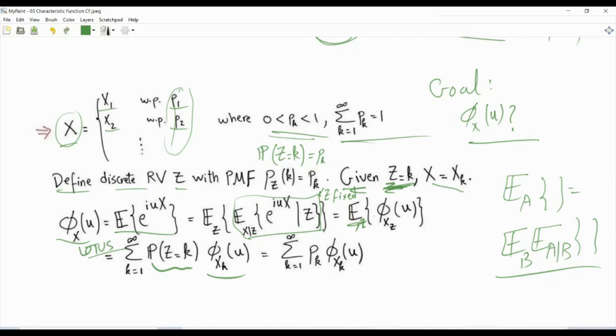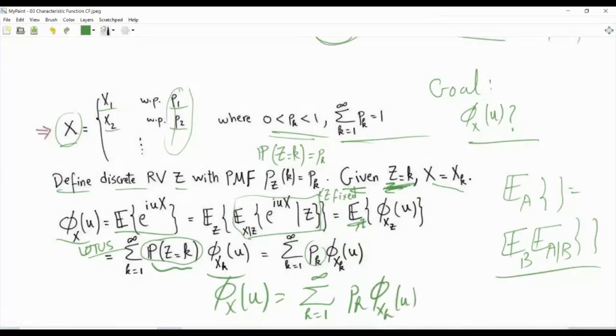This is a function of the random variable Z. So take the probability that Z is equal to k and multiply it by the function evaluated at this value of Z, which is k. And so we get this nice result. What is the probability that Z is equal to k? It's p_k. So the characteristic function of X, defined in this apparently funny way, but very useful, since there are several problems in which X is defined as such, is the summation over k from 1 to infinity of p_k phi_{X_k}(u). And those p_k are non-negative and they sum to 1.